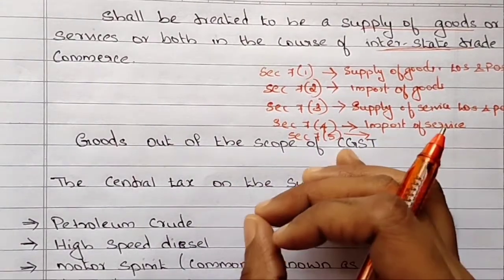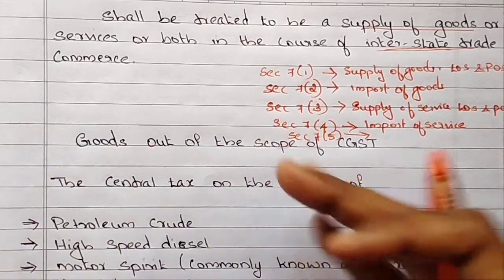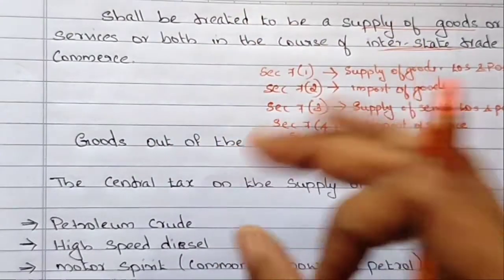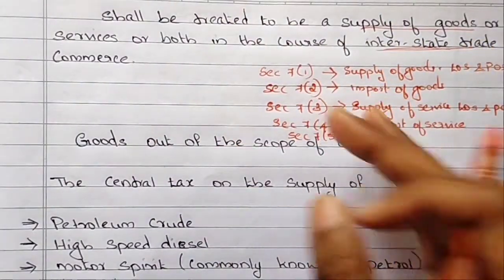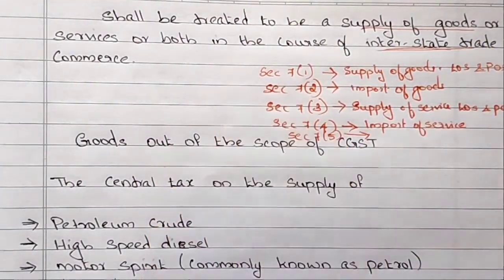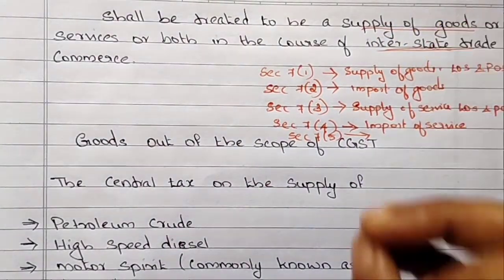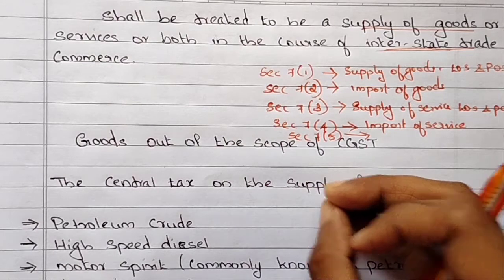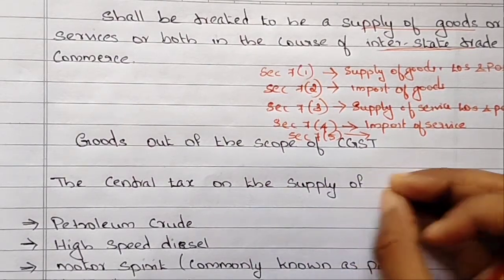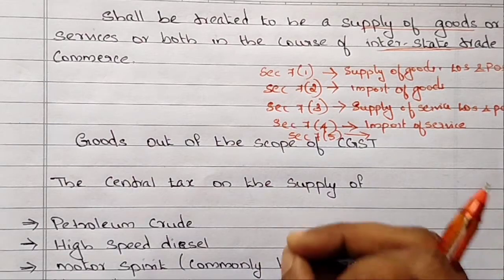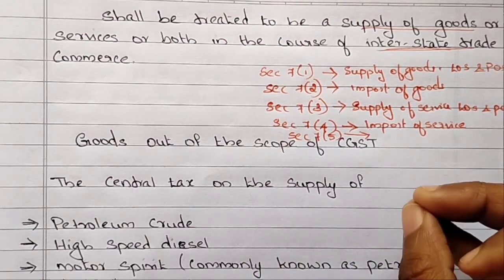is interstate supply. Now, intrastate supply means a supply within the state. So what is intrastate supply? Intrastate supply means the supply of goods and services within the state or within a union territory. So in this video we have discussed section 7 of the IGST Act 2017, that is the interstate supply, and also discussed intrastate supply.